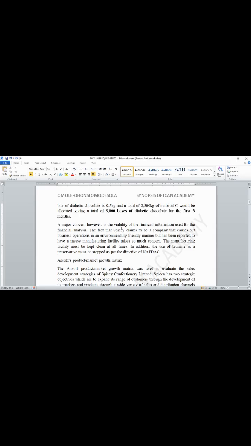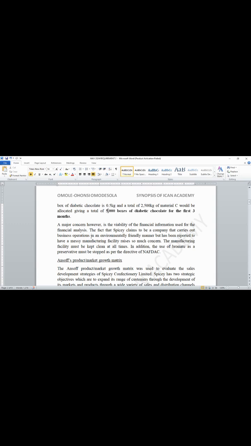That's also a professional skepticism and an ethical issue in a way, because in the pre-seen we're told that Spicy is a company that takes environmentally friendly operations very personally. Now, the same company is operating in a messy environment, which contradicts what it is saying.